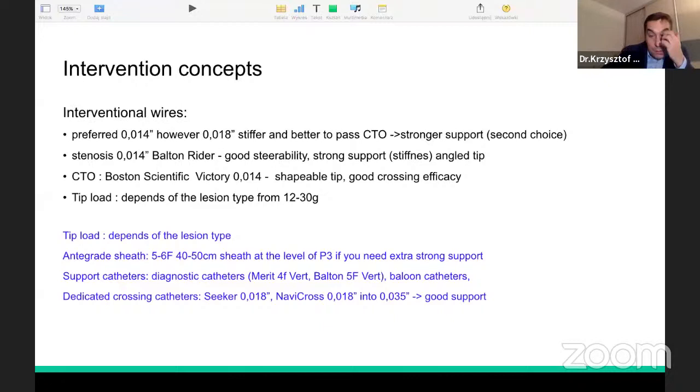or vertebral from Barton. We can use balloon catheters, for example. I mean, you go with a dedicated balloon and have support with the wire of the balloon. Of course, there are dedicated catheters like Seeker and Navicross. Navicross is good because you can make a telescope method and use both of them. I mean, 0.045, 0.035, and then inside of it you can use 0.018. So sometimes it's a good solution, but of course it costs money. So this dedicated stuff is expensive.